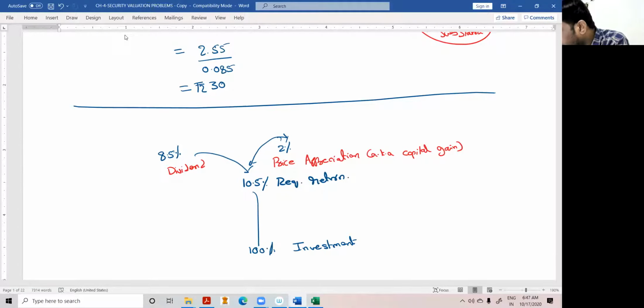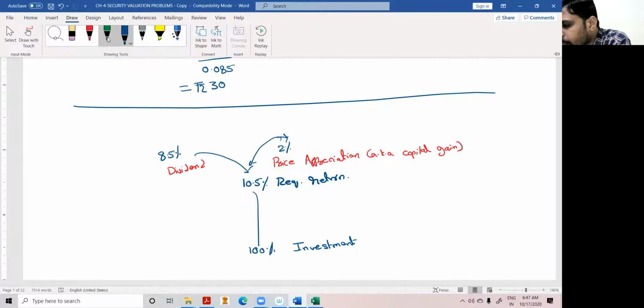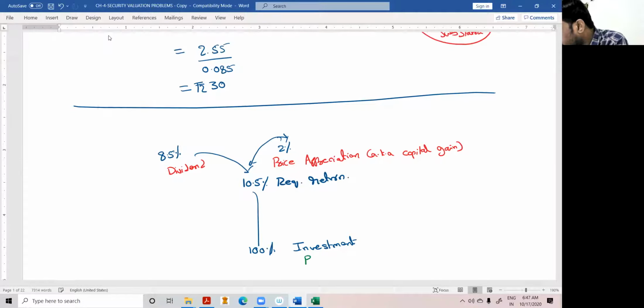This investment is nothing but the present value of the stock, our market price of the stock. This is our outflow: the present value of the stock, our investment, or the price of the stock.